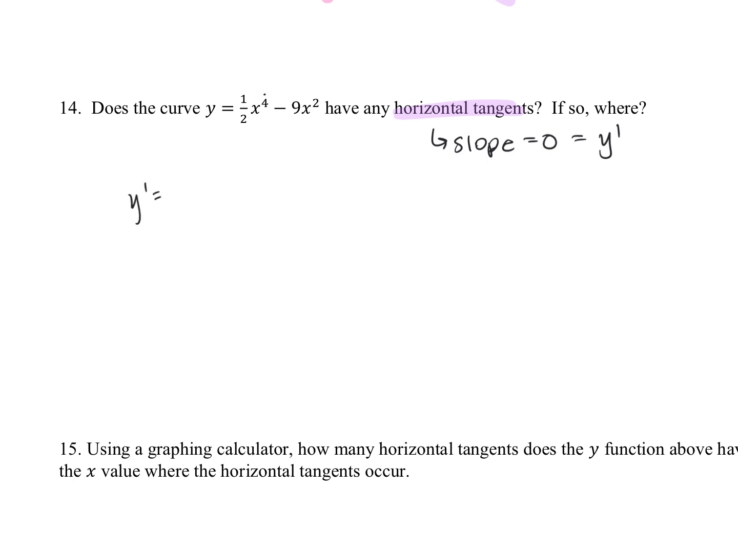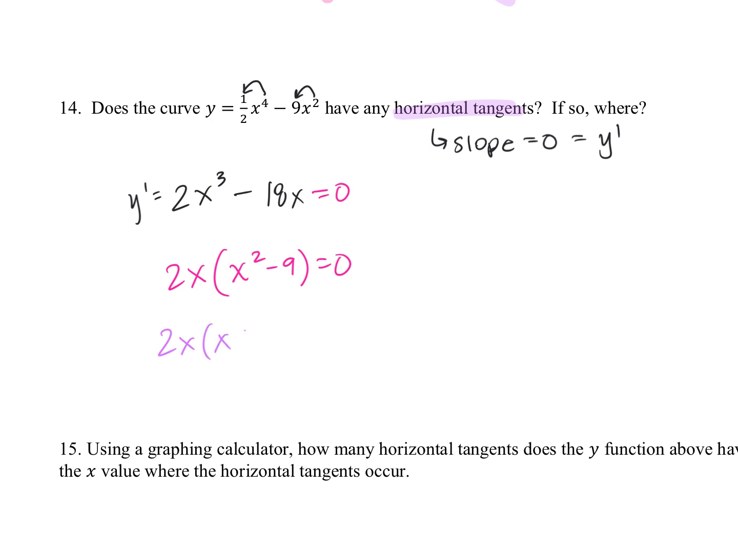What's that y prime going to be? 2x cubed minus 18x. 2x cubed, because 1/2 of 4 is 2, x to the 3rd, minus 18x. Agreed. When does that slope, or my y prime, same thing, equal 0? So you guys, we're going to just go set that equal to 0. What are we factoring out of that? A 2x, yeah? What's left? Yes. Then he's saying I could do difference of squares there, and I'd get x plus 3 and x minus 3.